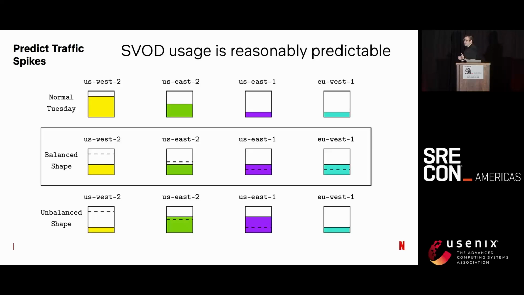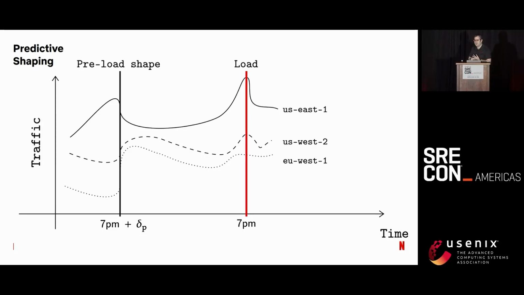We might do this if, for example, we're not sure where that load spike is going to show up. Or we might take an unbalanced shape if we have reason to believe that a particular event or reason for users to, for example, go to US West 2 more than others, we might try to preemptively push traffic out of that region. Over time, it looks something like this, right?